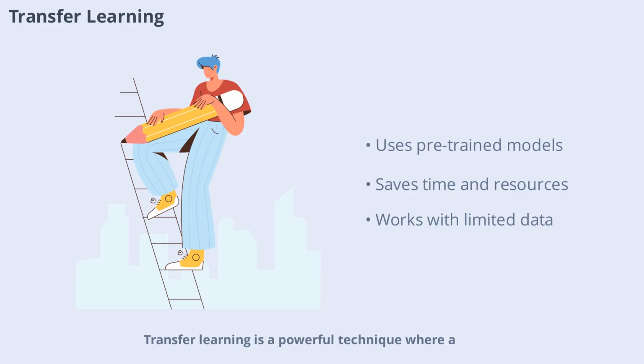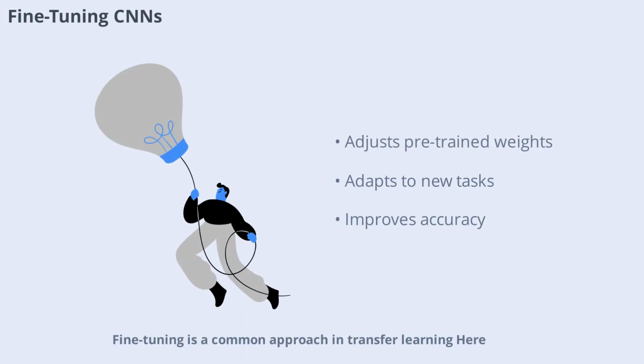Transfer learning is a powerful technique where a pre-trained CNN is adapted to a new task. Instead of training from scratch, we use a model that has already learned useful features from a large dataset. This saves time and resources and often leads to better performance, especially when data is limited. Fine-tuning is a common approach in transfer learning. Here, we take a pre-trained CNN and adjust its weights slightly to fit a new dataset. This allows the network to retain its general knowledge while adapting to the specifics of the new task, resulting in faster and more accurate learning.